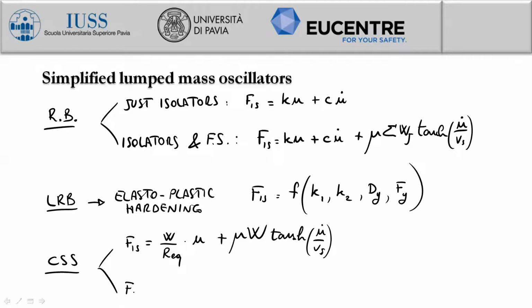rather than F isolation as elastoplastic, so function of K1, which is actually what we call the K rigid in sub 2000 modeling. And then we have K2, which is actually W divided by R equivalent. The dy is actually D rigid, which we defined yesterday. And the yielding force is equal to the frictional force. So this is equal to friction coefficient times the vertical weight. So this is elastoplastic.